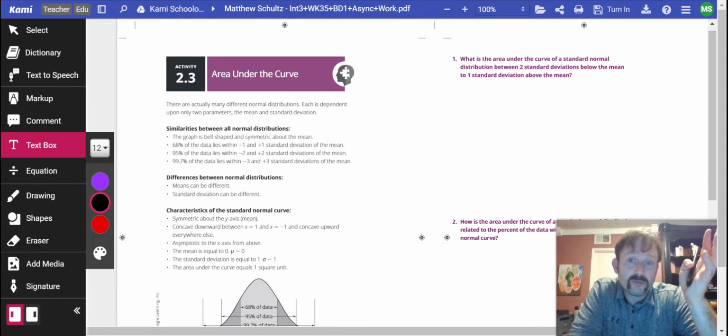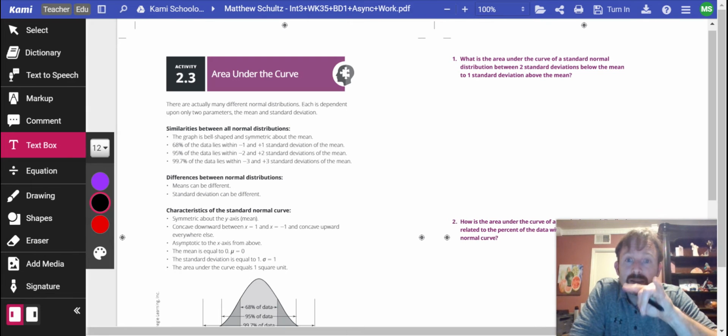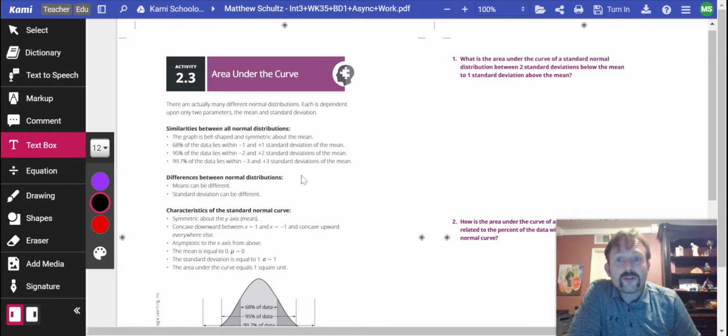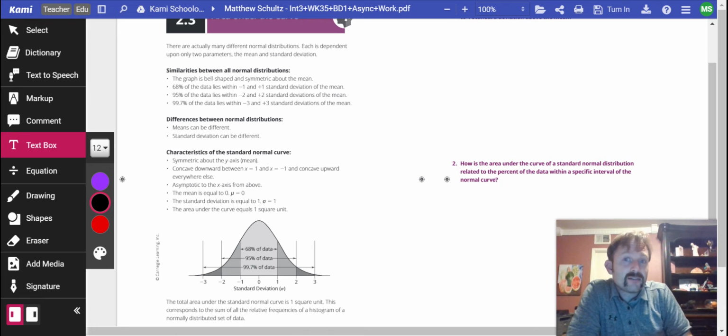There are actually many different normal distributions. Each is dependent upon only two parameters, the mean and the standard deviation. So where's the mean and how much is the standard deviation? Similarly, between all normal distributions, the graph is bell-shaped and symmetric about the mean, so symmetric left and right. 68% of the data lies within -1 and 1 standard deviation, below and above the mean. 95%, just like we were saying before, the empirical rule.